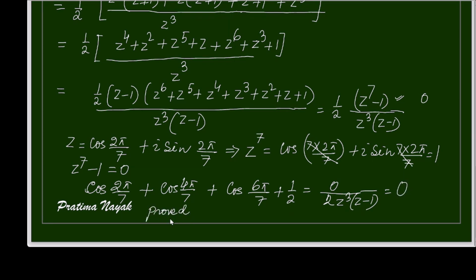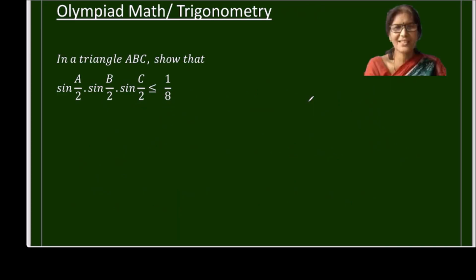So please don't think that it is a lengthy method. I have explained all the background, that's why it took time. When you solve the question, once you understand De Moivre's theorem, you will be very fast to find the answer. Thank you. In triangle ABC, show that sine half A multiplied by sine half B multiplied by sine half C is less than or equal to 1 over 8.